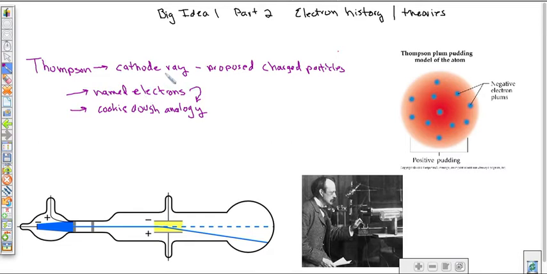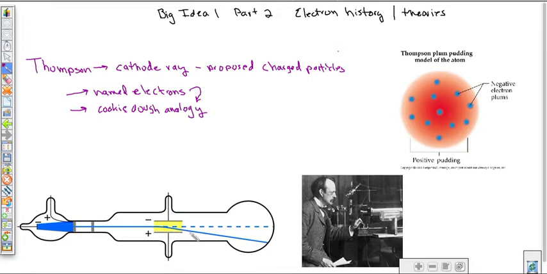And Thompson experimented with a thing called a cathode ray. And a cathode ray essentially shoots electrons through a vacuum tube like this. And this shows his experiment right here. And so what he proposed is that these charged particles that were flowing through were electrons. And then he also proposed that they had a negative charge, because what he did was he put a positive and negative end right here.